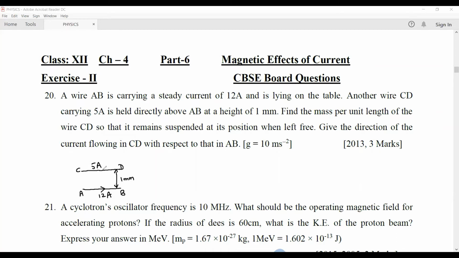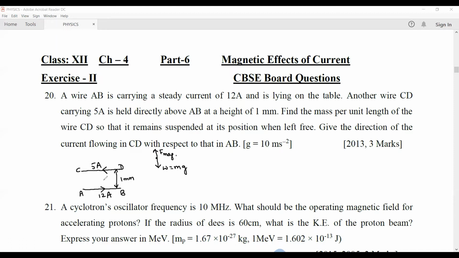We know that the weight of this CD wire acts in the downward direction, which is equal to mg. So there should be some force which is balancing the weight in the upward direction. And what is that force? That is the magnetic force. We know that the magnetic force will be in upward direction when the current in CD is opposite to that of AB. That is, the 5 ampere current is flowing from D to C, opposite to 12 ampere. Okay, then only the force will be in the upward direction.